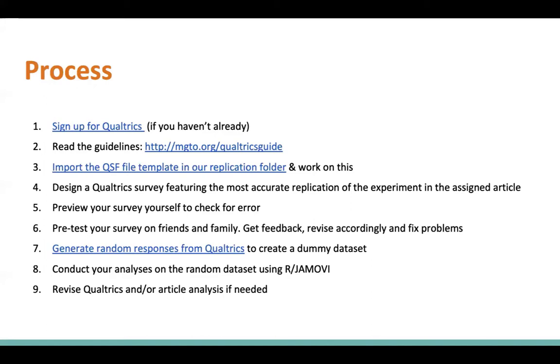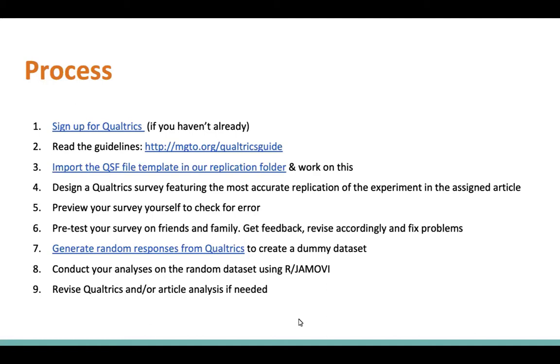What we want you to do is to design a survey featuring the most accurate replication of your assigned experiment from your assigned replication and extension article. After that, we want you to preview your survey to check if there's any errors, and then pre-test your survey on friends and family, get feedback and revise the survey accordingly and fix problems if there are any.